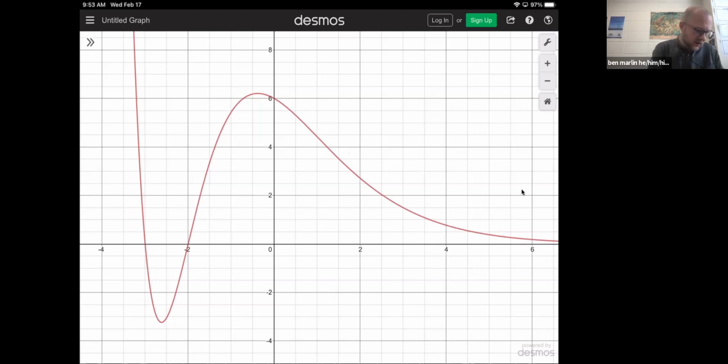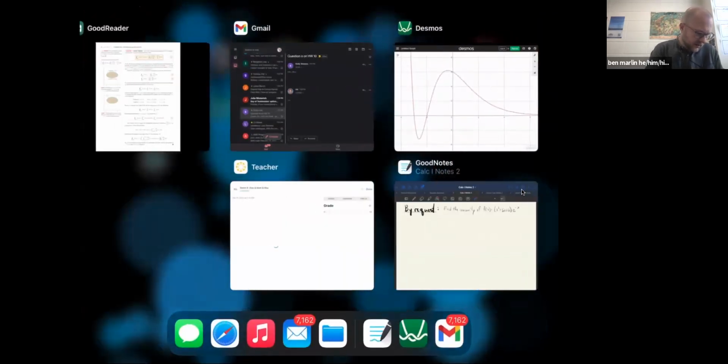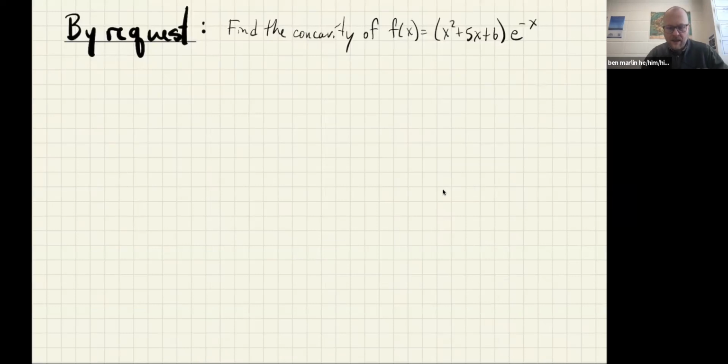So in order to see exactly where those happen, we're going to have to do some derivatives. And doing those derivatives gives us an illustration of using the product rule and using the chain rule.